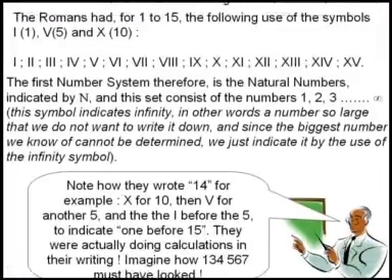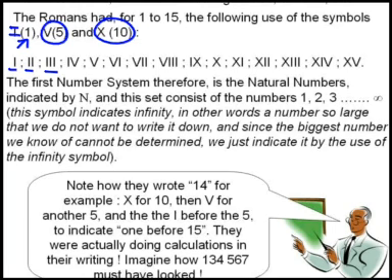Now the Romans had, for the numbers 1 to 15, the following use of the symbols. I indicates 1, V is for 5, X is for 10. So 2 is 2 stripes, 3 is 3 stripes, 5 then is V, and 4 is IV because it's 1 before 5.